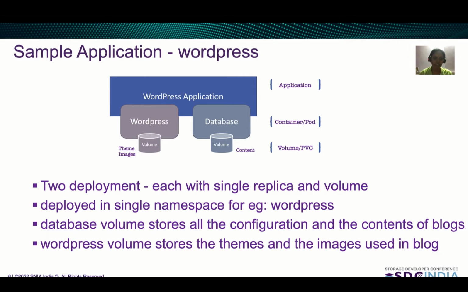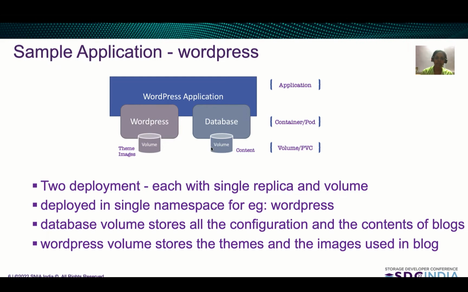So for WordPress, we have a volume, and for the database, which contains the actual data about your blogs and everything, it also has a volume. The database can be any database, whether it's MariaDB or MySQL. So this is how the layer will get formed. Volumes will get created for WordPress and database. Then pods will get associated with that.